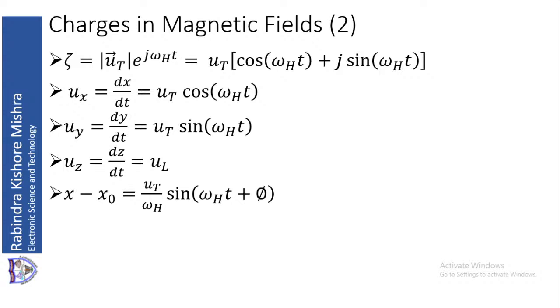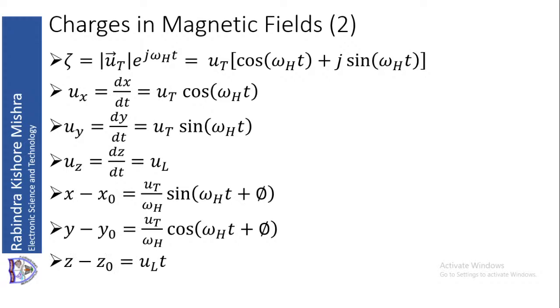Now using these relationships, by solving the equations as I told you, x minus x0, where x0 is the constant, I told you to bring the constant to the left hand side. So x minus x0 will be ut by omega h sin omega ht plus phi by integrating the first equation. By integrating the second equation, you will get y minus y0 is equal to ut by omega h cos omega ht plus phi 0. And from the third equation, you will get g minus g0 is equal to ult.